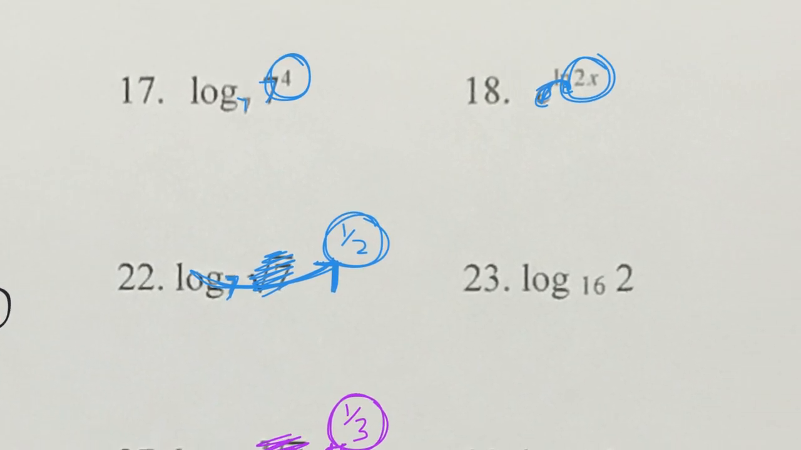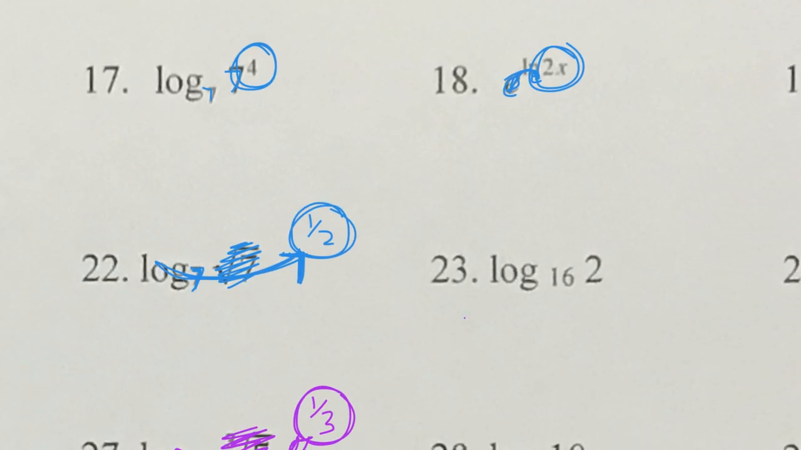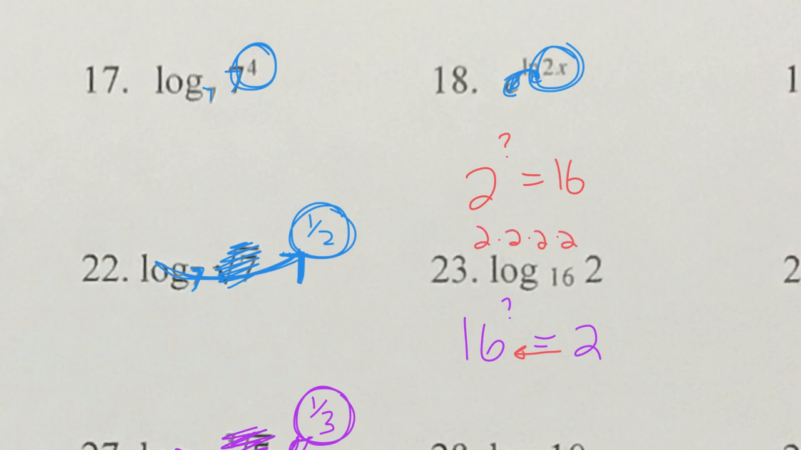Okay, number 23. 16 to what power equals 2? Okay, so we're going to do some sideways thinking, or some backwards thinking, and go this direction. 2 raised to the what power equals 16? How many 2's do I have to multiply together in order to get to 16? And the answer is 4.